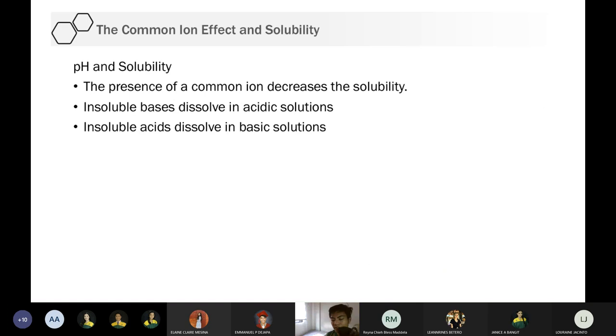Okay. So, other factors that can affect the solubility is the pH, no? Other than the common ion. So, yung pH, if you have insoluble bases, they will be more soluble in acidic solutions rather than basic. And if you have insoluble acids, they will be more soluble in basic solutions rather than in acidic media. The concept is, ano pa rin, the Le Chatelier principle. Okay? Common ion effect pa rin yan.